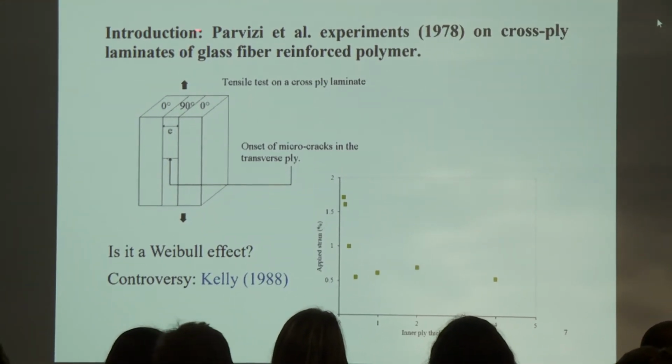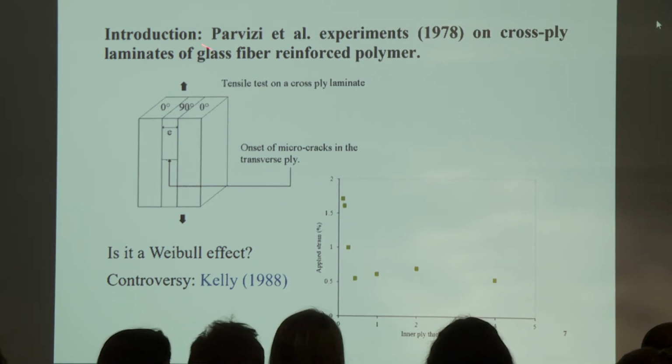Here I mention the work of a group, Parvizi, Garrett, and Bailey, who was a member of the group of Tony Kelly's, and did these experiments. They made a tensile test on cross-ply laminates. You have a middle layer with fibers at 90 degrees, which means orthogonal to the loading direction, and the two outer layers are called zero because the fibers are aligned with the loading force.